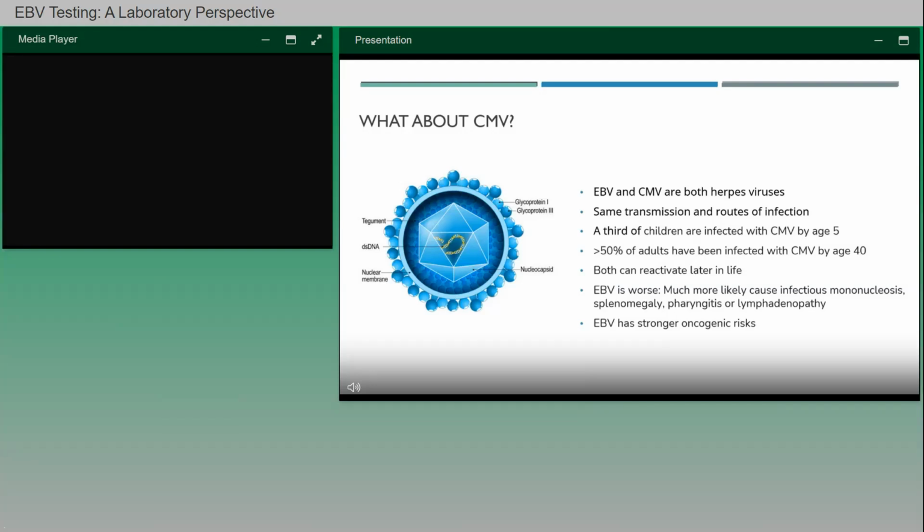But EBV on the whole is worse. It's much more likely to cause infectious mononucleosis, a more clinically significant infection. Splenomegaly, sore throat, and swollen lymph nodes are more likely with EBV. And EBV is also the stronger oncogenic risk factor compared to CMV. So why is CMV important? Because as you probably know, it's a concern for immunocompromised people as well, especially neonates. Some babies who are born with CMV can have brain, liver, spleen, and growth problems.